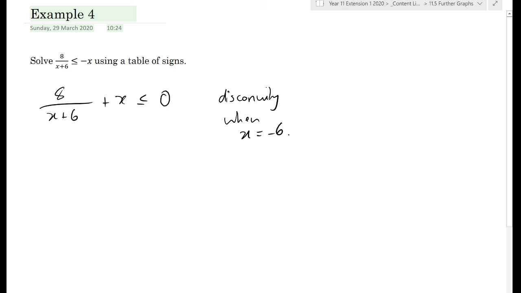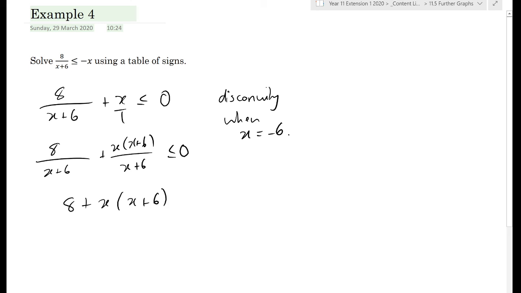So this is an equation. I'm going to ignore the right and just simplify the left-hand side. So we're going to get 8 over, or plus, so we're going to make a common factor, x lots of x plus 6 over x plus 6 is less than or equal to 0. Remember, x is the same as x over 1, so multiply the bottoms. So 1 times 8 is just 8, and then x plus 6 times x over x plus 6, which is less than or equal to 0. So 8 plus x lots of x plus 6 over x plus 6 is less than or equal to 0.